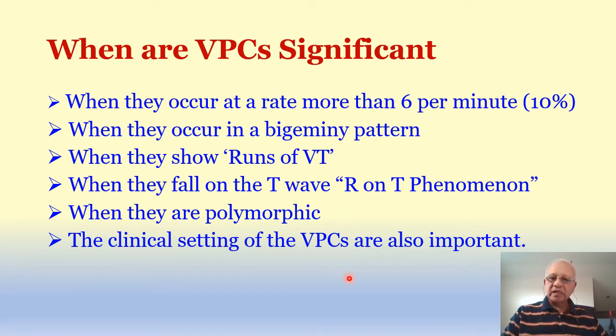And the other thing is the clinical setting is always important. Is it an acute myocardial infarction with multiple ectopics? Is it a cardiomyopathy, or is it a heart failure patient who is getting multiple ectopics? Or is it a myocarditis due to some infection? So the setting is also important. All these things have to be taken into consideration when you are treating a patient with ventricular premature contractions.